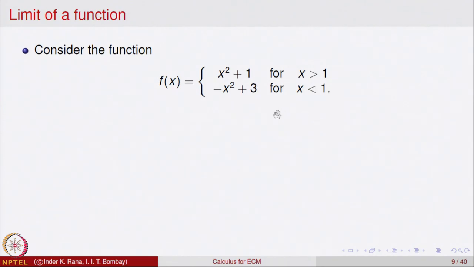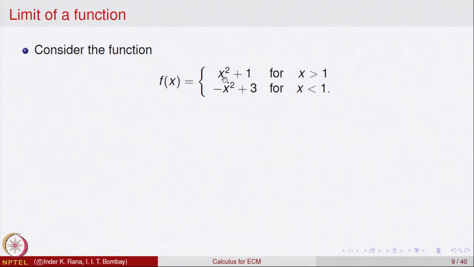And if I look at the values from the left side, if x_n is less than 1 and x_n converges to 1, then f of x_n will be equal to minus x_n squared plus 3. x_n is converging to 1, so x_n squared will converge to 1, and minus x_n squared converges to minus 1. That means this value will converge to 2, because minus 1 plus 3 is 2.